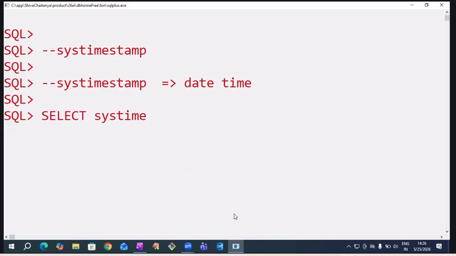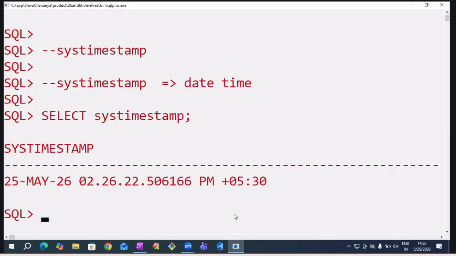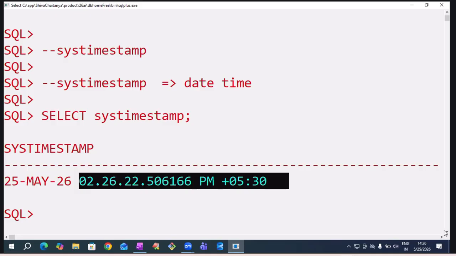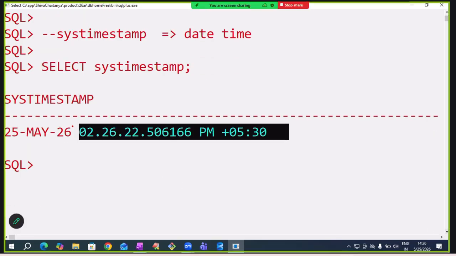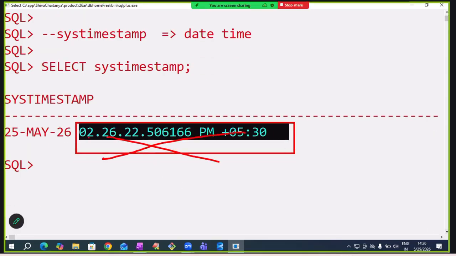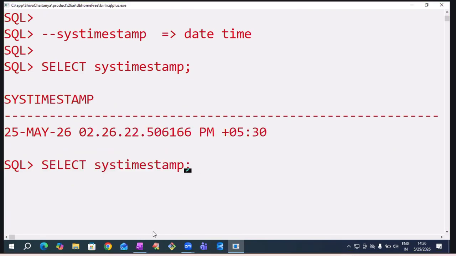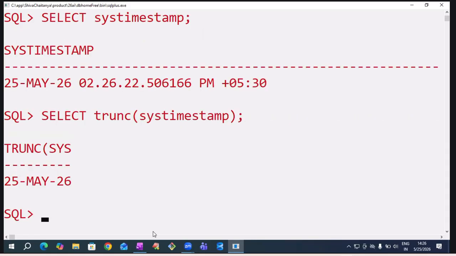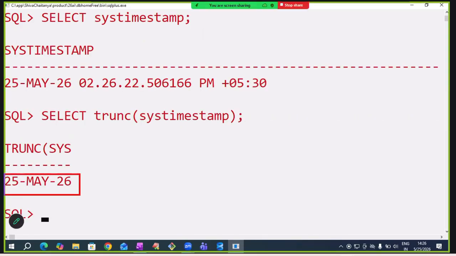Select system stamp. We are getting both date and time. What is my requirement now? I don't want to get time. I want to get date only. So I'm calling the function trunk, trunk of system stamp. Okay, so I'm getting date only.